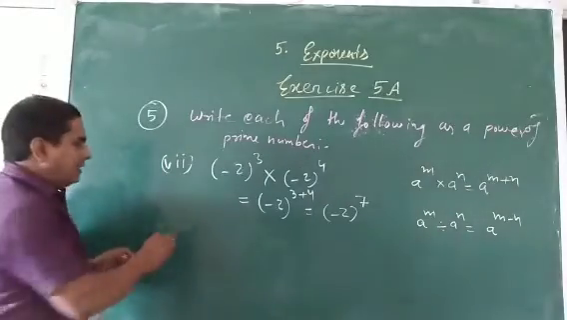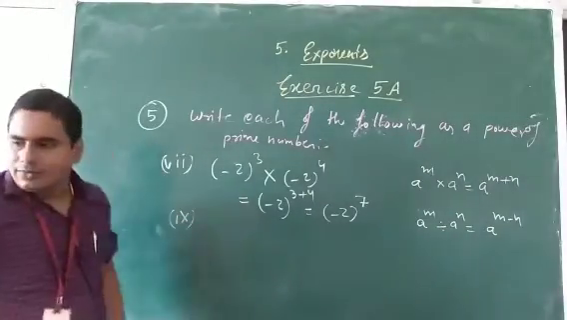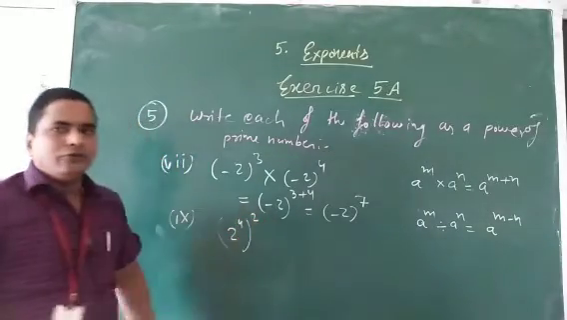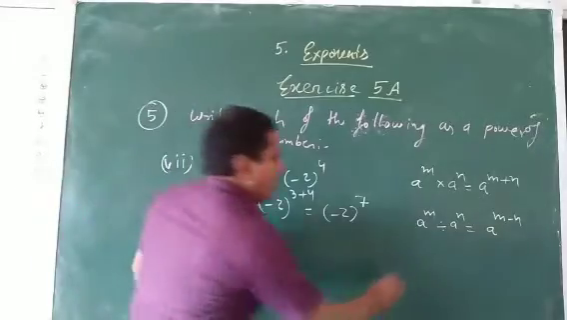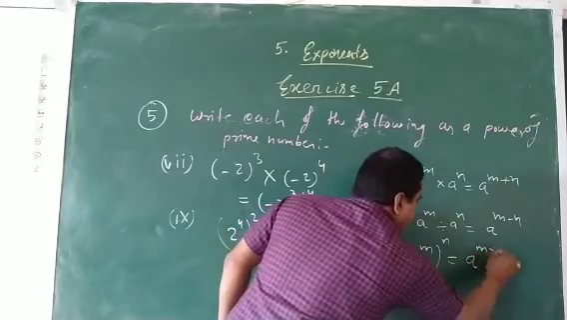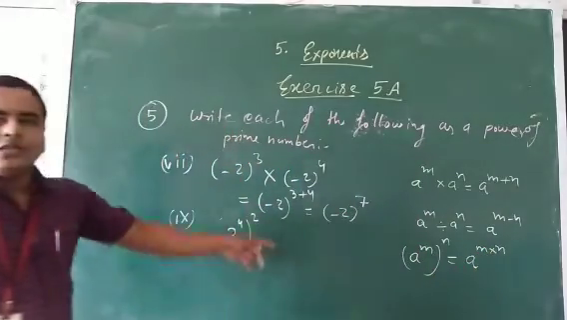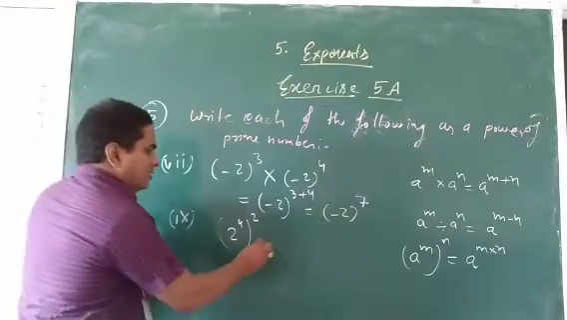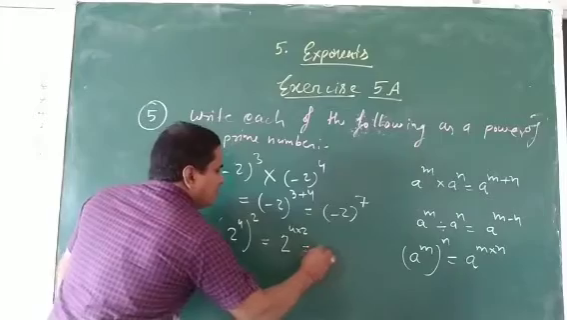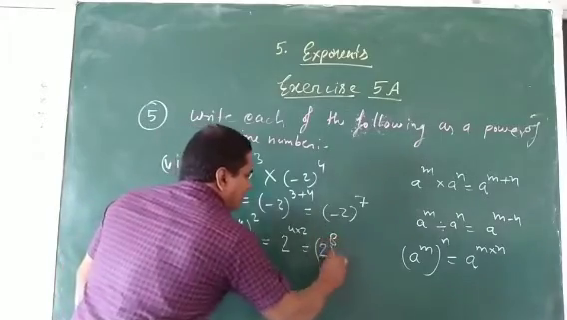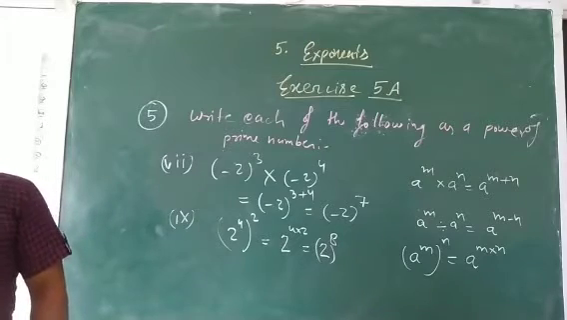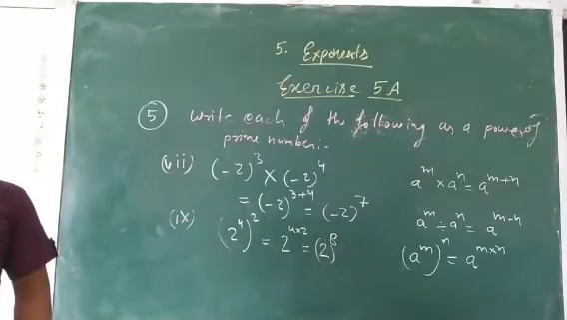Next one, 9. Power of power. 2 to the power 4 to the power 2. So here you will apply this rule, power of power: a to the power m to the power n is a to the power m cross n. Use this rule. Okay students. So see here, what will happen here? 2 to the power 4 into 2 means 2 to the power 8. Okay? Clear? One more last question we will discuss.